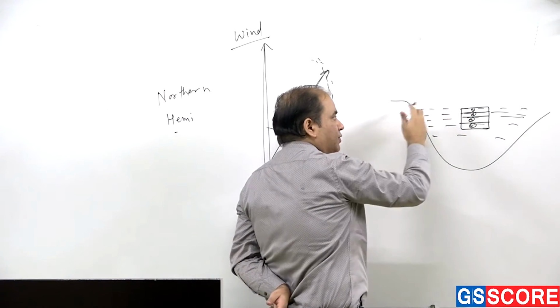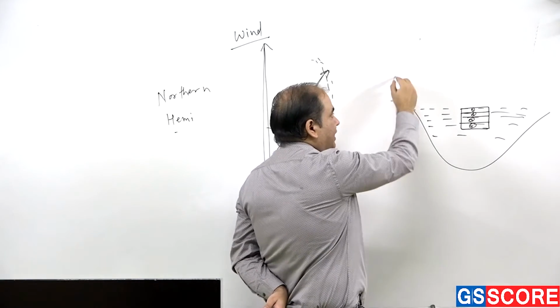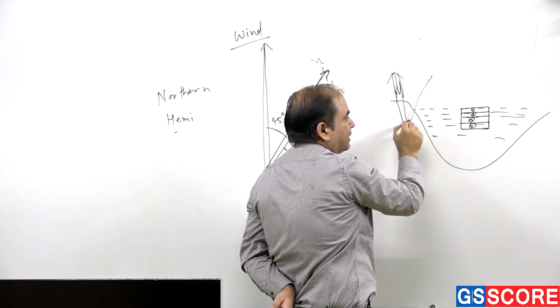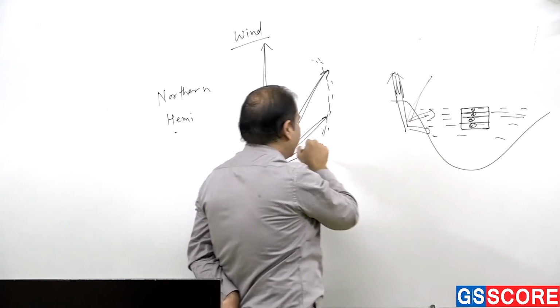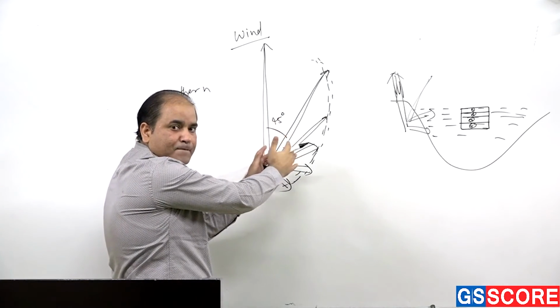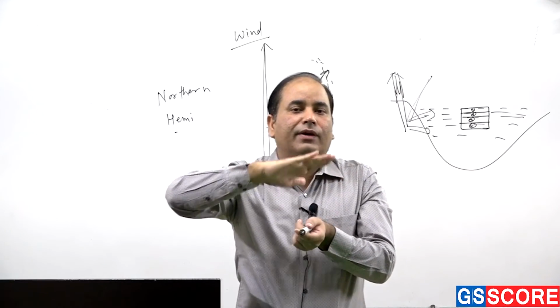If this is your coastal area and here the winds are blowing in this direction, so ultimately what will happen? The upper surface water will move in this direction, then below this, almost the mirror image of it. So this is your Ekman spiral, how the waters are flowing in the ocean.